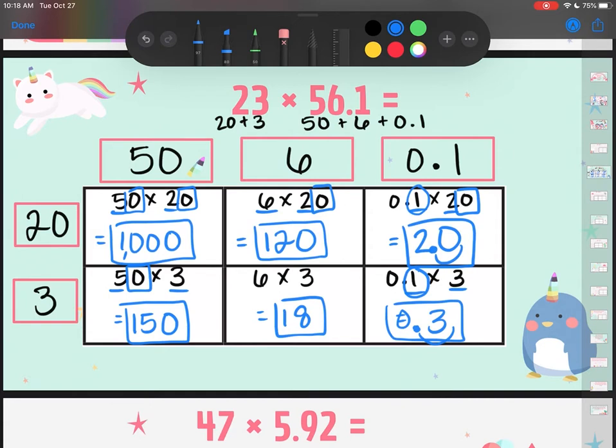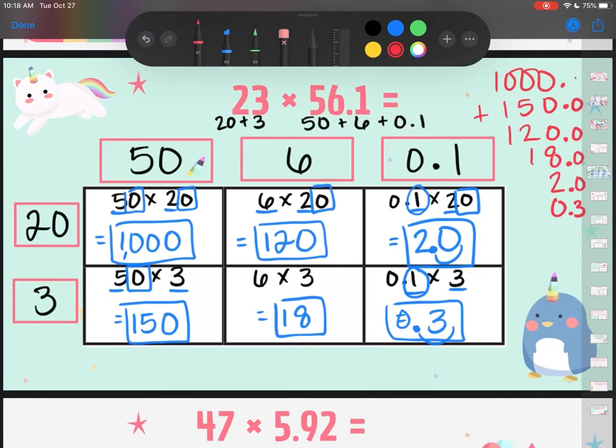So now I've got all my numbers done, and I am going to add them up to get my final answer. So I'm going to do 1,000 plus 150 plus 120 plus 18 plus 2.0. Remember, if something's got a decimal, everything's got to have a decimal. Plus 0.3. We are kind of tight on some room. And then add all your placeholder zeros.